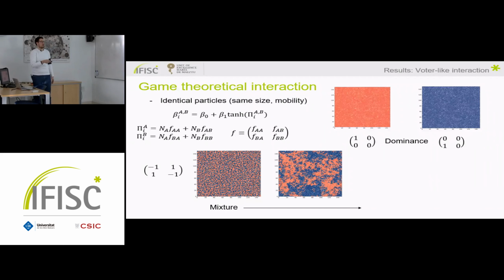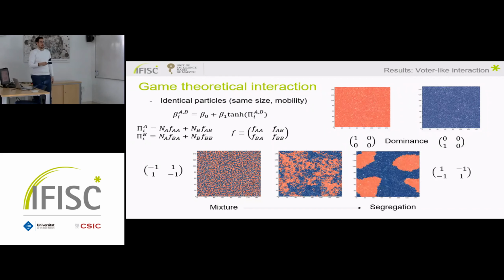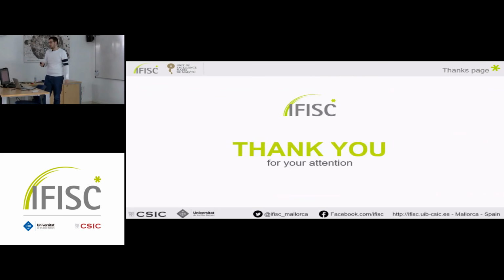The other extreme case is where he wants to be with the same type, but he doesn't want to be with the other type of particle. Then this makes a segregation between the two types of particles. And we can choose different parameters and play with them. Okay, this is almost what is planned, and thank you for your attention.